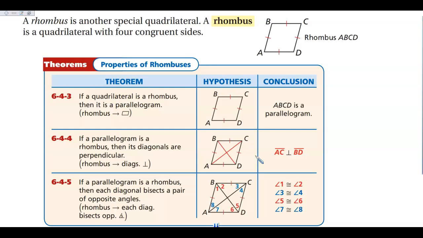A rhombus is a quadrilateral that has four congruent sides. So all four of my sides in a rhombus are the same length. Okay, it is a parallelogram because opposite sides are congruent.